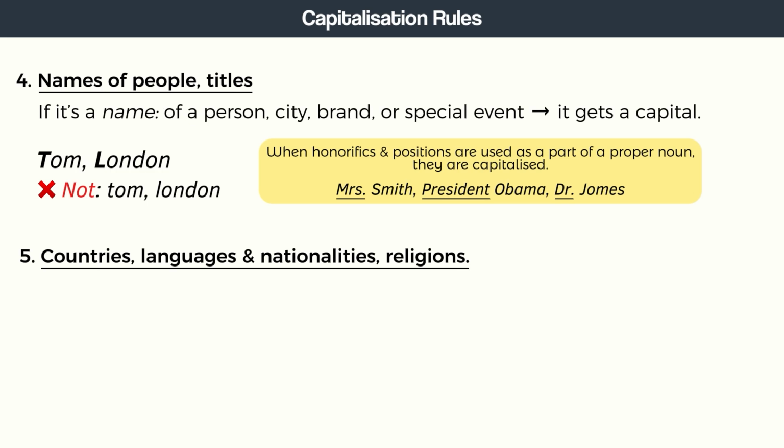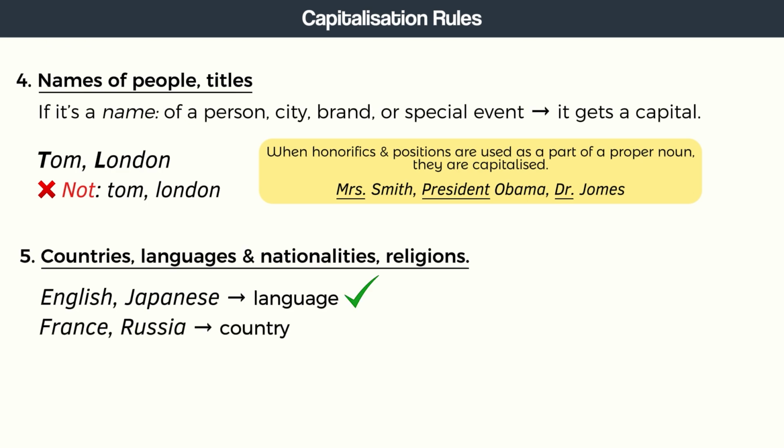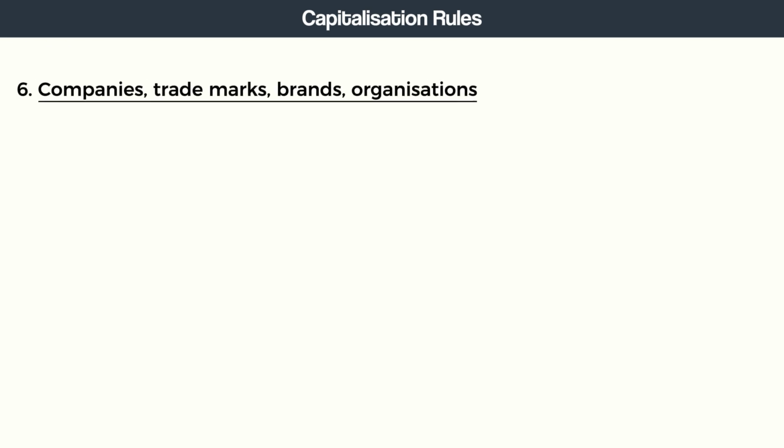5. Countries, languages, and nationalities, religions. It's simple. English, Japanese, language. France, Russia, country. Christianity, Islam, religion. 6. Companies, trademarks, brands, organizations. Capitalize the names of companies and brands because they are proper nouns.